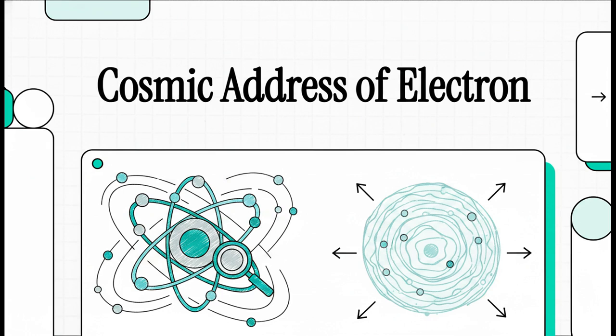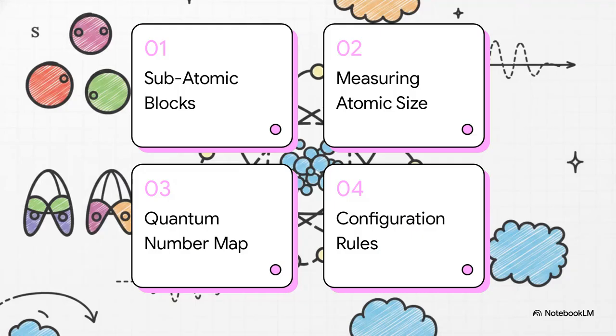We aren't just looking at what an atom is, we're going to figure out exactly how to track down the most elusive particle in the universe, the electron. So here's our roadmap for today. We're going to hit 4 main stops. First, subatomic building blocks. Then, measuring atomic size. After that, the quantum number map. And we'll wrap it all up with the rules of electron configuration.